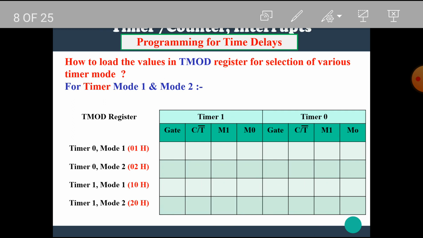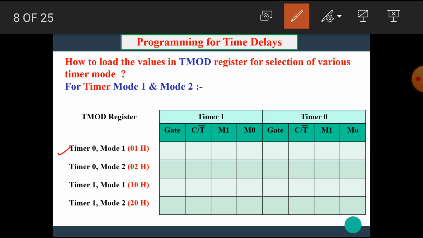Let's see once again. If we want to select timer 0 in mode 1, consider timer 0, hence the bits of timer 1 have the value 0000. The GATE and C/T bar bits have the value 0. We want to select mode 1, hence we give the combination M1 equal to 0 and M0 equal to 1, that means 0000 and 01 combination.